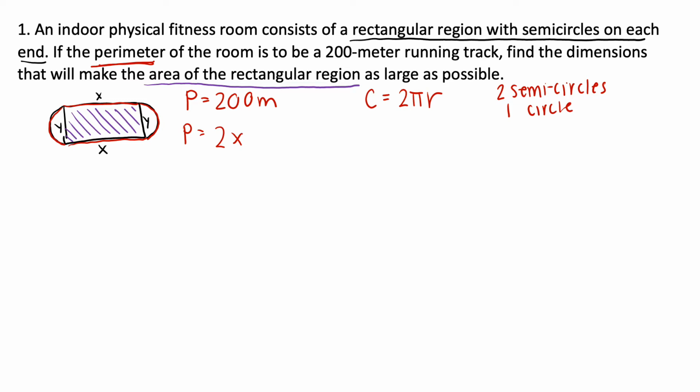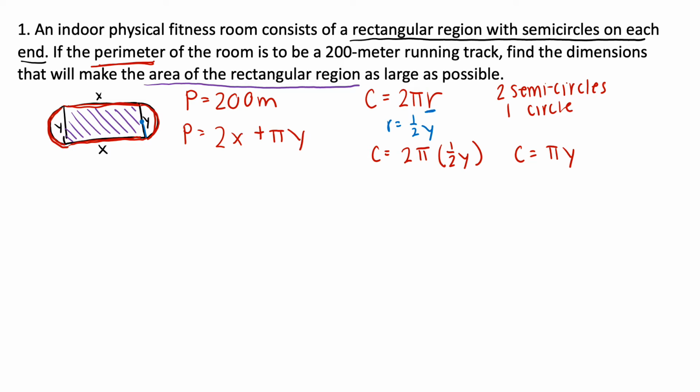So for each of these, we need to find that radius. So if this vertical distance is y, then the radius would be 1/2 y. So to account for both semicircles, the circumference of that whole circle would be 2 times pi times 1/2 y, which is the radius. So the circumference of that whole circle would just be pi y. So going back to our perimeter, we already counted for these two x's, but then to count for these two half circles, or the full circle, it would be plus pi y.